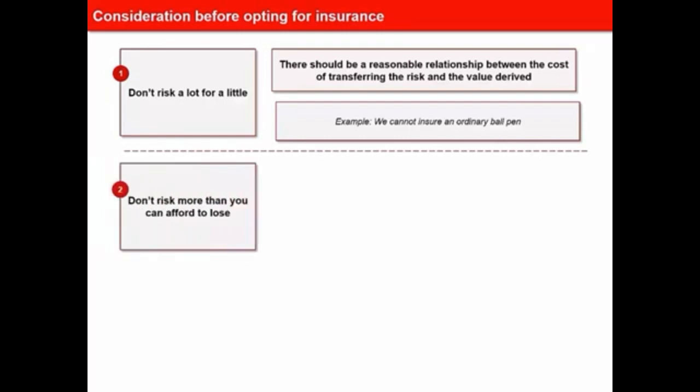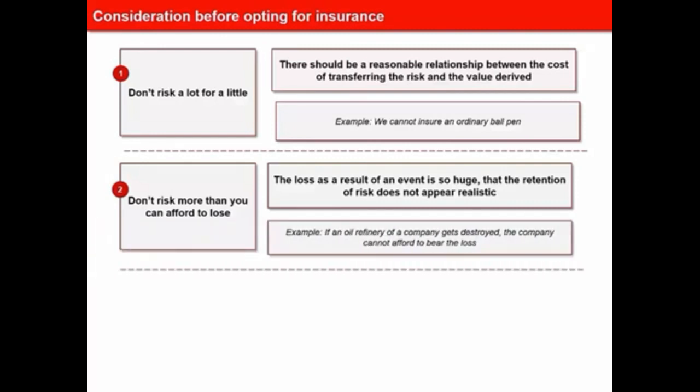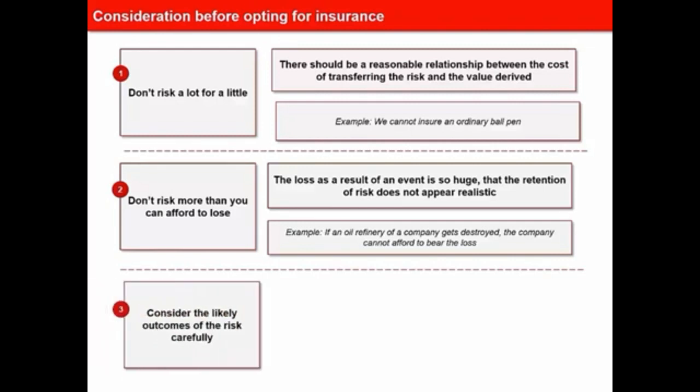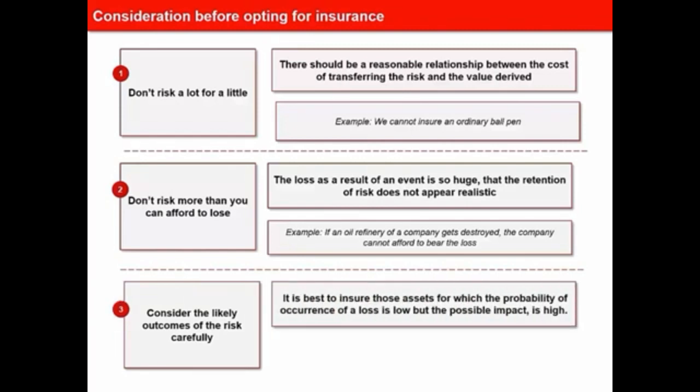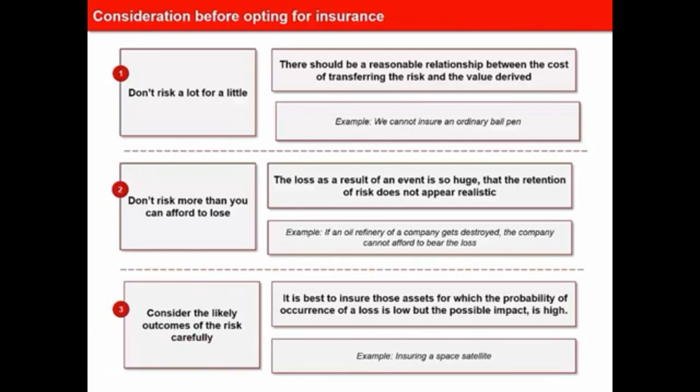Secondly, don't risk more than you can afford to lose. The loss as a result of an event is so huge that the retention of risk does not appear realistic. For example, if an oil refinery of a company gets destroyed, the company cannot afford to bear the loss. And lastly, consider the likely outcomes of the risk carefully. It is best to insure those assets for which the probability of occurrence of a loss is low, but the possible impact is high. For example, insuring a space satellite.